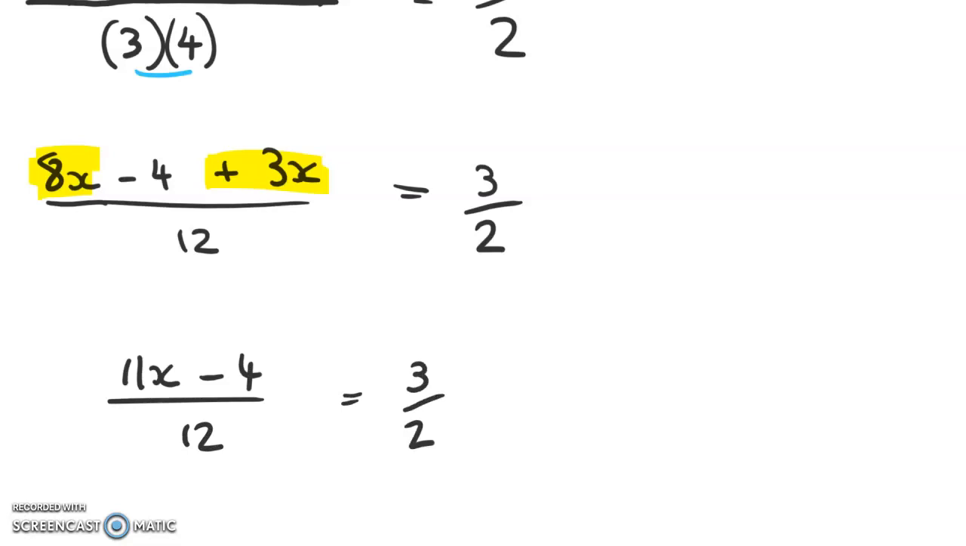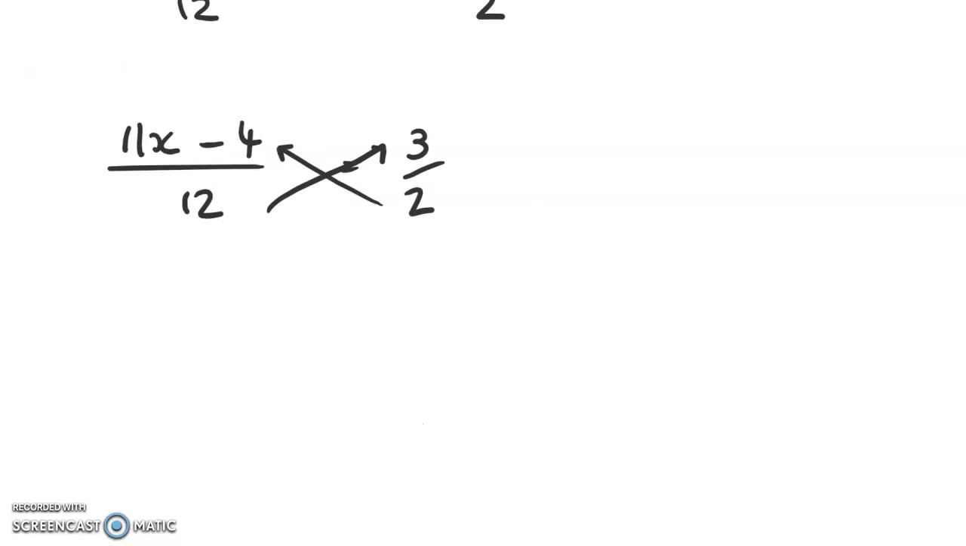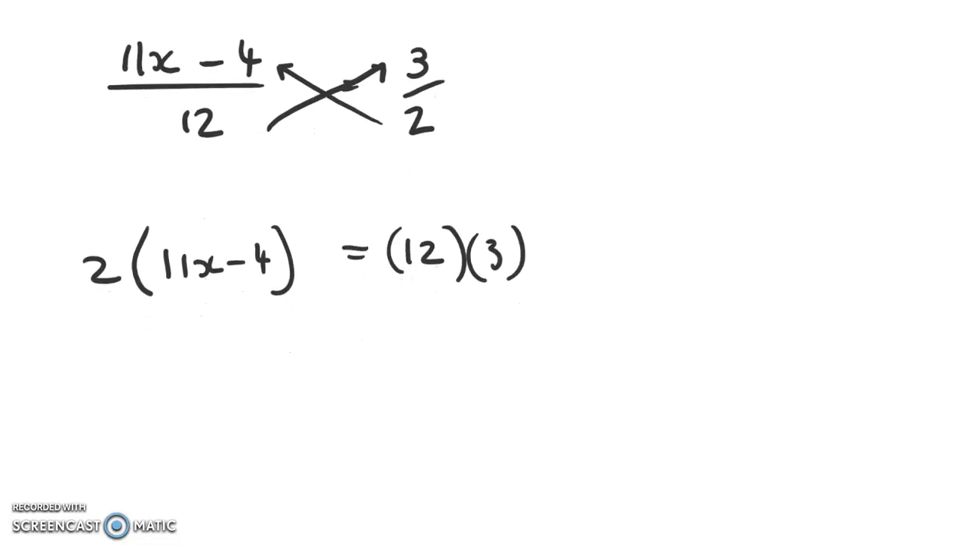Now, Eamon, what would be the next thing I do? Yeah, cross multiply, well done. So 2 times 11x minus 4 is equal to 12 by 3. We're cross multiplying. So we've got 22x minus 8 is equal to 36.